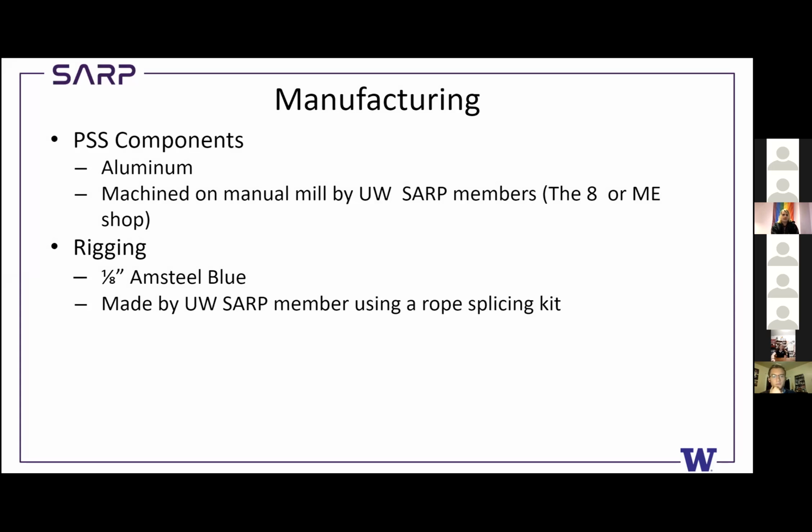The PSS body components are aluminum, which can be machined on the mill by UW SARP members at the 8 or the AME shop. And the rigging, which is the spliced rope, is a 1/8 inch am steel blue line, which can be spliced together by UW SARP members using a rope splicing kit either at a shop or at home.